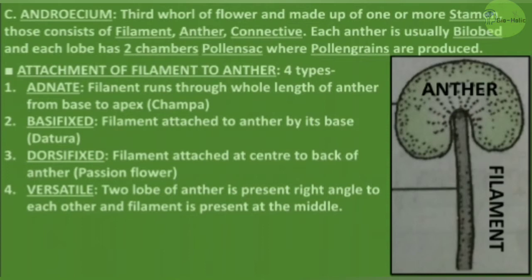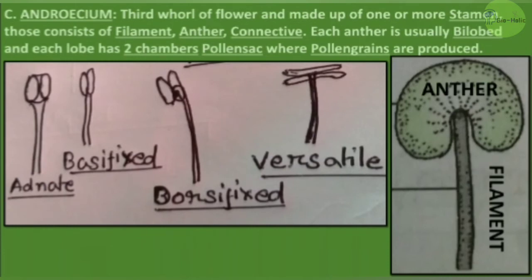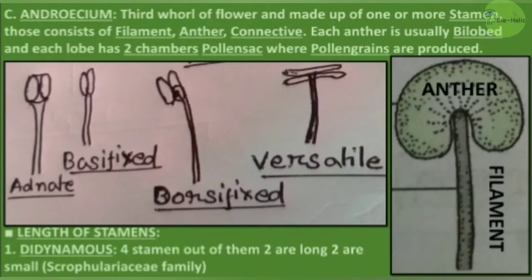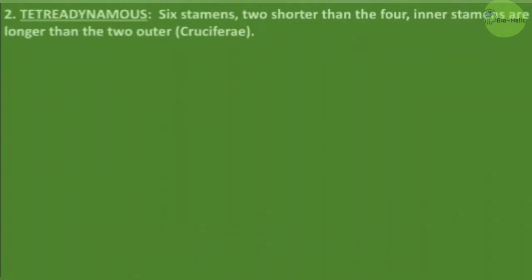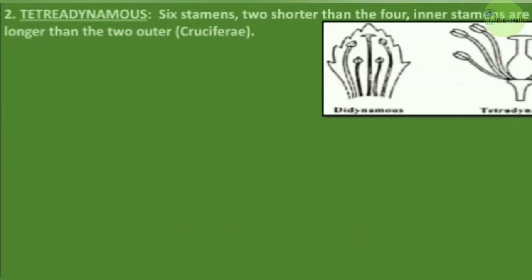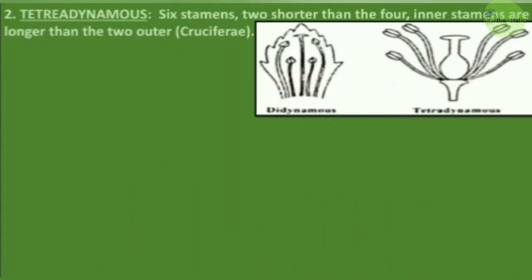Now, attachment of filament to anther is of four types. Those are adnate, basifixed, dorsifixed and versatile. This is the diagrams. According to length of stamens, they can be of many types. The didynamous, the tetradynamous. Those are the diagrams.